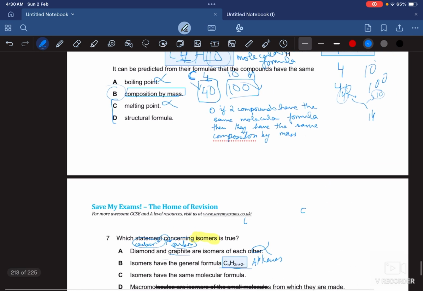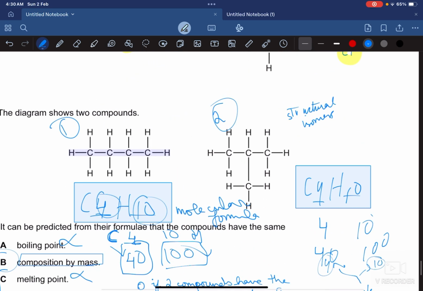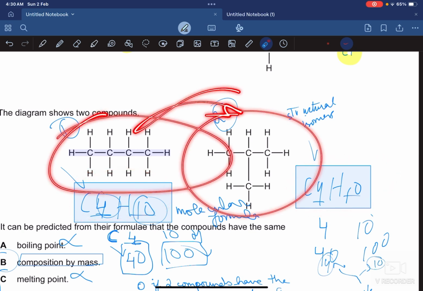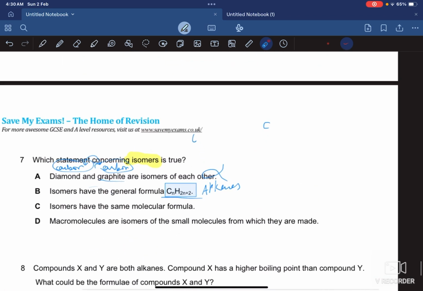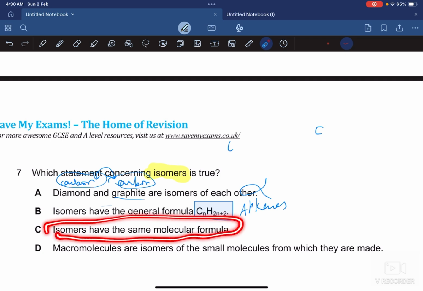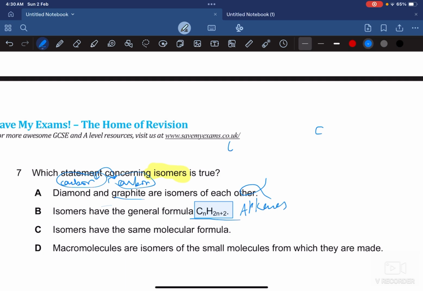Look, the same molecular formula, C4H10, but different structures. So these two are isomers of each other. I hope what I'm saying makes sense to you guys. Now let's view option C, which says isomers have the same molecular formula. That is what I was saying: isomers always have the same molecular formula and different structural formula. So the answer is going to be option C.